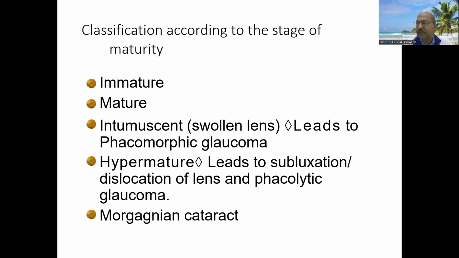Sometimes it gets subluxated because of the degeneration of zonules, and the lens may dislocate. The cortex may become liquefied and the nucleus within the capsular bag sinks down within that liquid. That is called Morgagnian cataract. So a cataract from a transparent lens gradually transforms into immature, then mature, then hypermature, and maybe Morgagnian cataract.